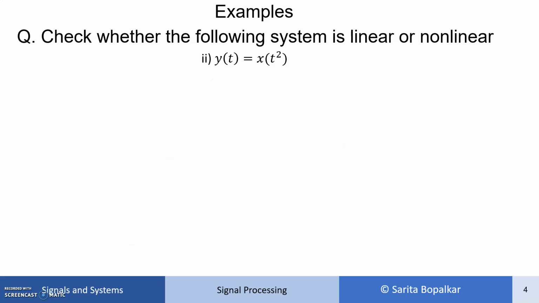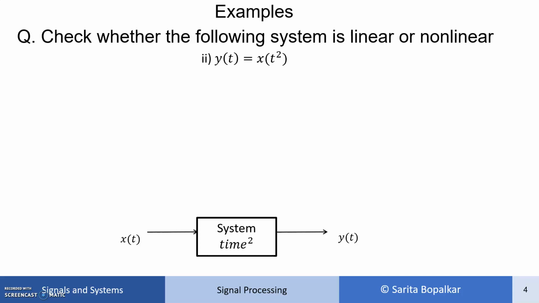Let's solve one more example. y(t) = x(t²). Now here the operation is on the time, not on the amplitude. In the previous case, it was x²(n), so there was an operation on the amplitude, squaring. Here it is the time factor that is squared. So what does the system do? Squaring of the time. So if x(t) is the input, the output is x(t²).